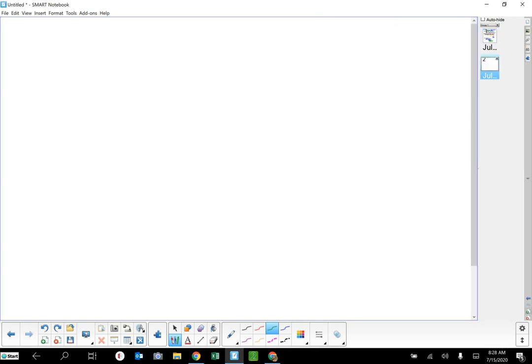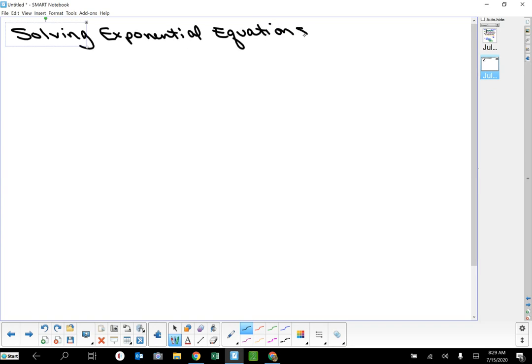The other thing that we're going to do here is solving exponential equations, and you're going to do that using logs. Essentially they're inverses of each other. I think this will come up later. I do have a couple of steps here to do this.